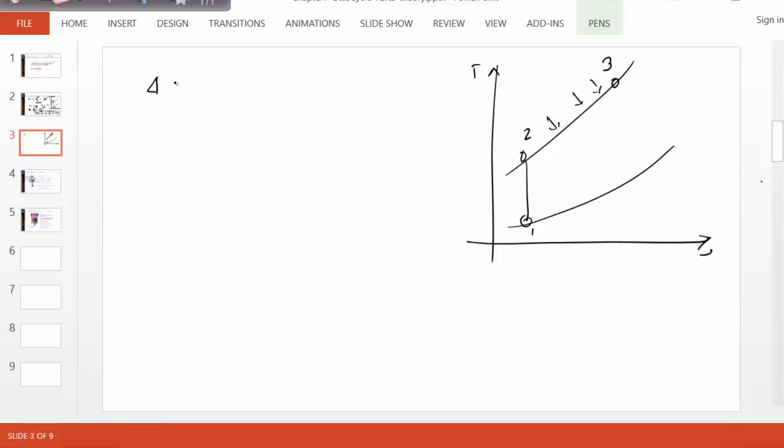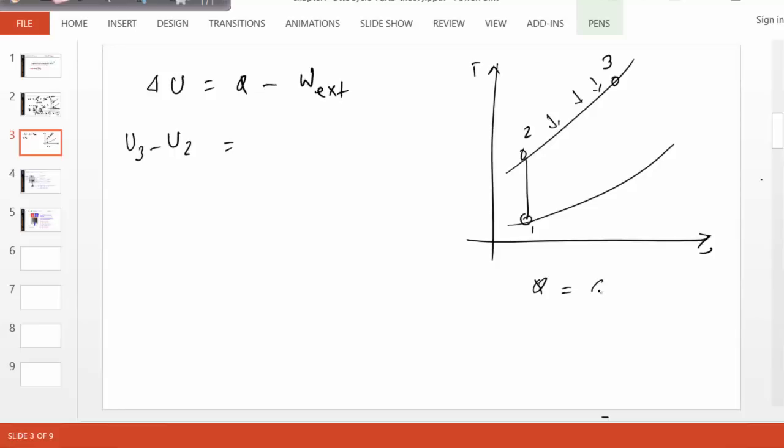The energy equation becomes delta U equals Q minus W. Of course, delta U is U3 minus U2. And what is Q? Q is the same as Q in, right? Because Q in is a positive number, and according to the sign convention, heat in is positive. So therefore, we can just substitute Q in here. There is no sign necessary. And of course, there is no work, because volume is constant, there is no shaft, there is no electricity, and the volume is not changing.